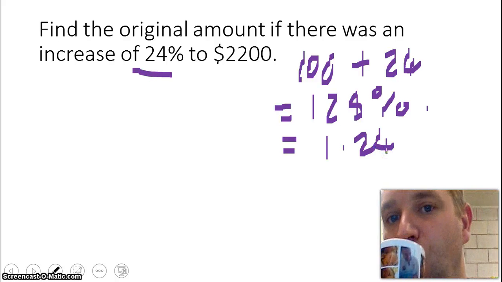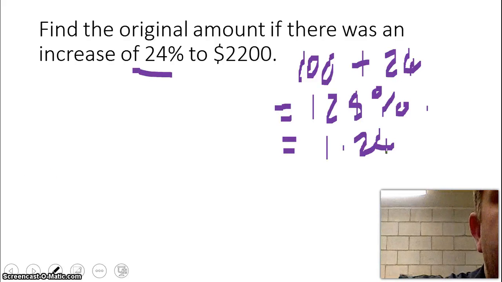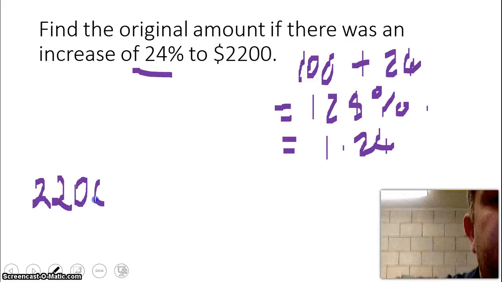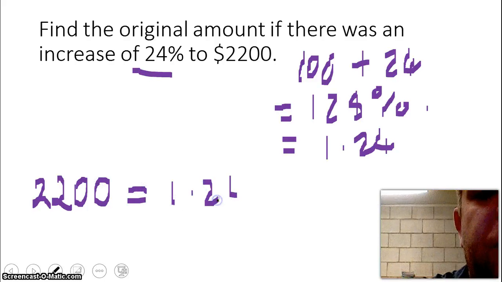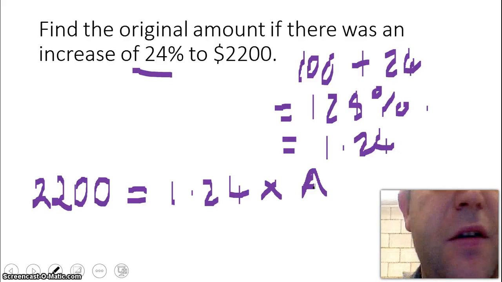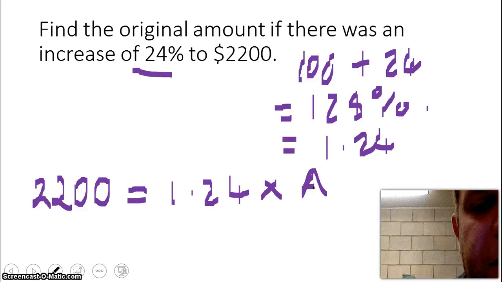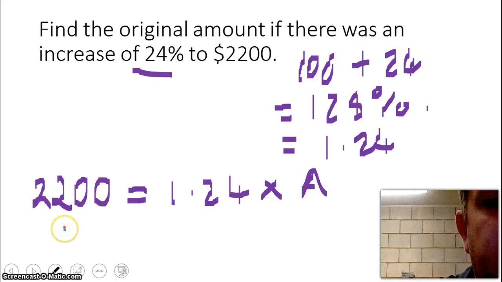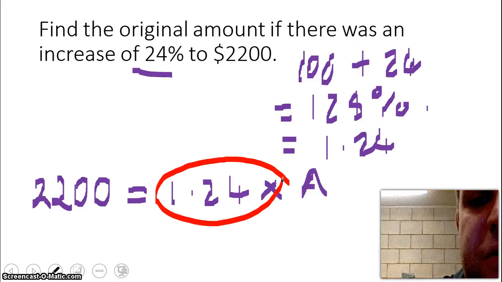So our new amount, $2,200, is 1.24 times whatever we started with, the original amount, which I'm going to call fancy letter A. No particular reason for picking A apart from that it's an amount. So, remember way back when we did equations, we talked about opposite operations. So we've got A times 1.24, so the opposite of that is divide.